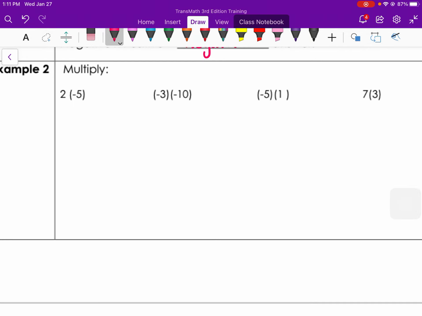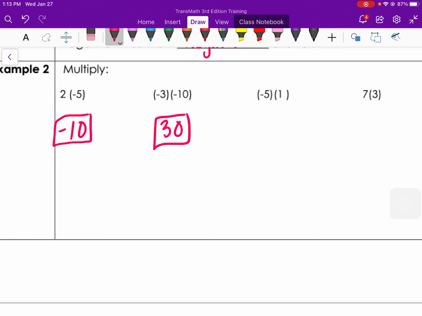So 2 times negative 5, that means 2 groups of negative 5. So we're going to have negative 10 total. So you do 2 times 5 is 10, and then as a positive times a negative, your answer is negative. 3 times 10 is 30, and negative 3 and negative 10, 2 negatives make a positive answer. Whew. It's kind of a tongue twister here.